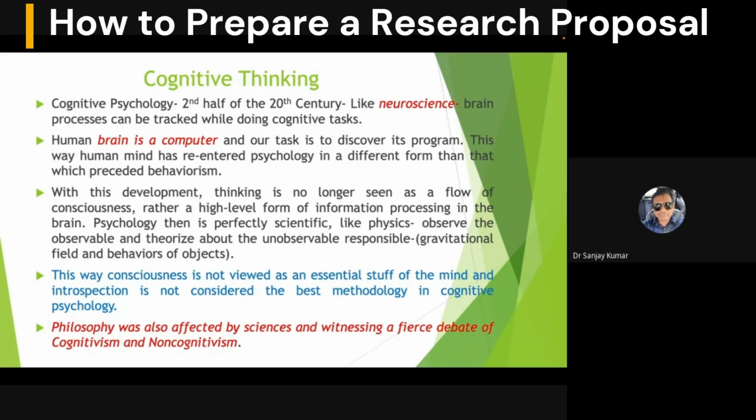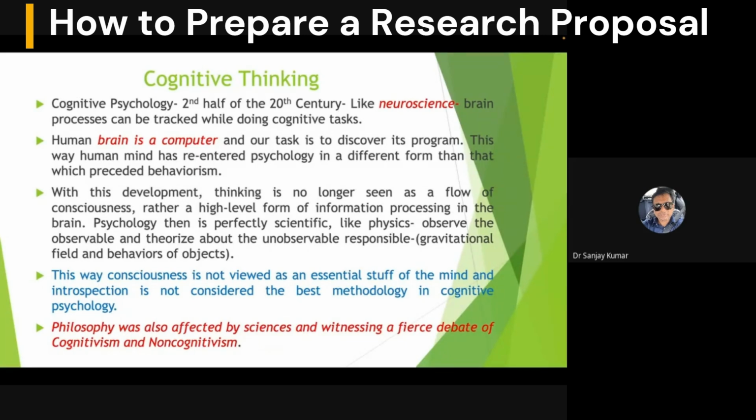Okay, and you can just see my last point, that philosophy was also affected by sciences, witnessing a fierce debate of cognitivism and non-cognitivism. So this was the same period in the 20th century when psychology was being affected by sciences and philosophy was also affected by sciences. And in this region, particularly in ethics, we see theories like cognitivism and non-cognitivism.